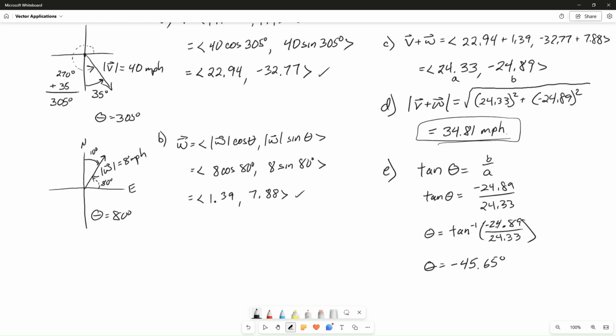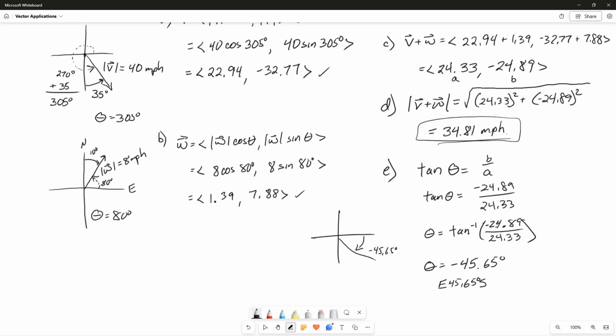quadrant. I need to convert it to a heading angle. Okay, so again, that's a clockwise angle because it's negative, and it's negative 45.65 degrees. So I could say that my heading is east 45.65 degrees south. So that would be true.